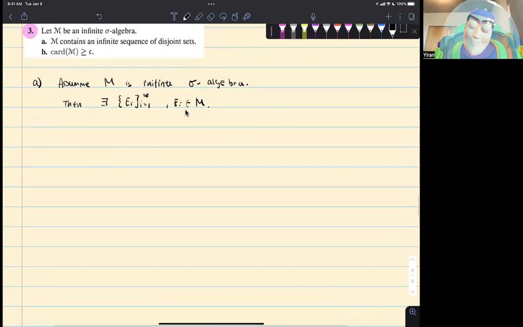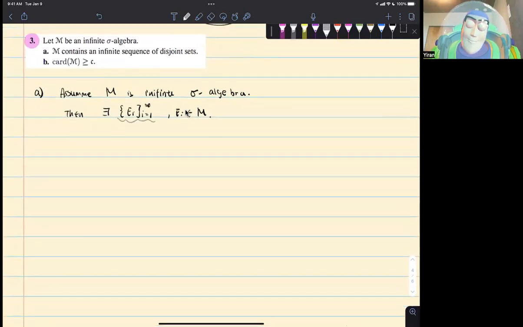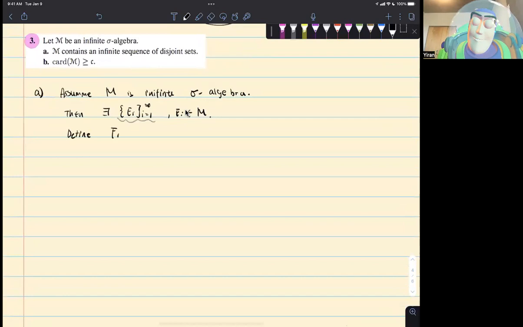Okay, but what we have here is a sequence of sets. And we are not sure if they are disjoint or not, right? So we need to argue. So whenever you have a sequence of sets and you want to show something about disjointness, you need to disjointify the sequence of sets first. Hence define F_1 is equal to E_1 and F_n is equal to E_n set minus the union i is equal to 1 to n minus 1 of E_i.